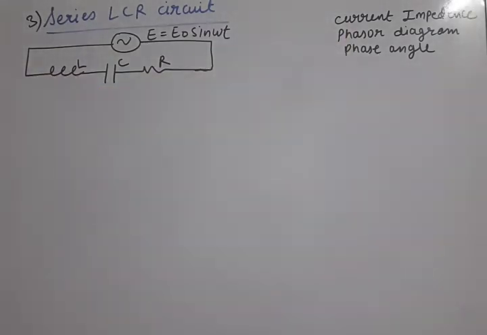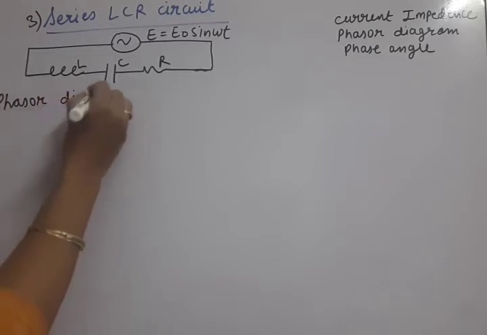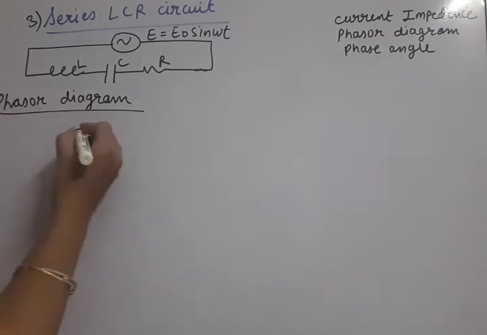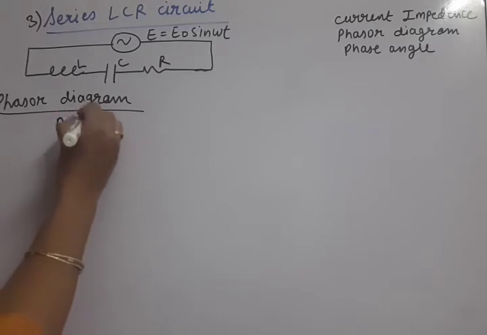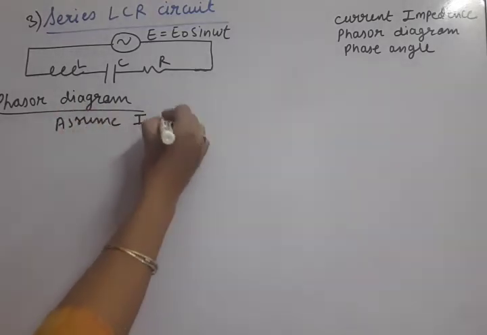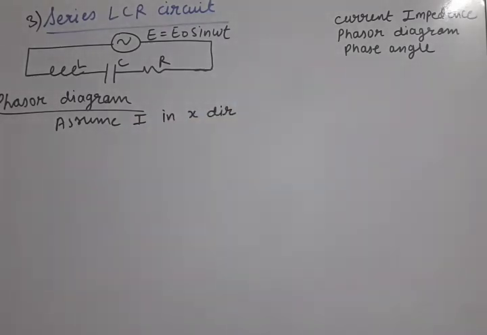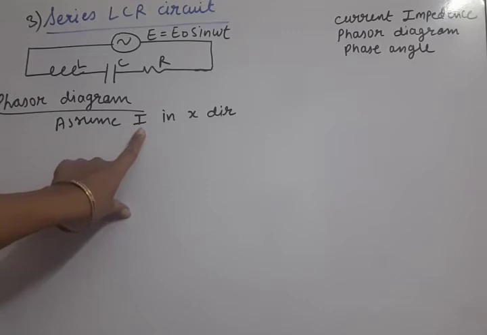Now, how do we solve it? As is the procedure in the combination circuits, we start with the phasor diagram solution first. So our first part is that we have to solve the phasor diagram. For the phasor diagram, we assume the total current of the circuit in the x direction. The total current can be assumed in any direction, and in relation to the current direction, what will be the voltage directions?